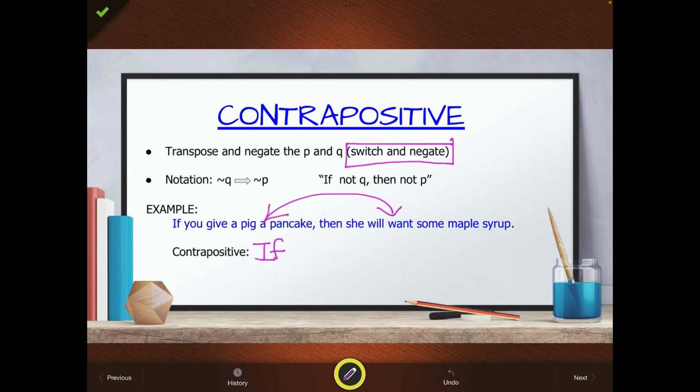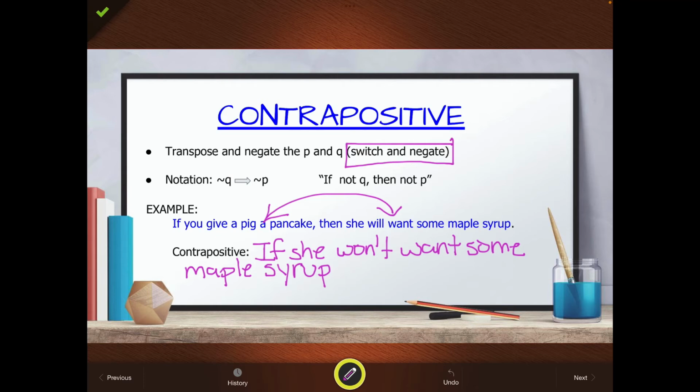Josephina. Excellent. If she won't want some syrup. Now, some people are going to say that sounds awkward. It does a little. You could say if she doesn't want some maple syrup, that would be fine because you're not changing the meaning. Okay, it's still talking about whether or not she wants maple syrup. Because if she won't want some maple syrup is a little awkward. And we wouldn't normally say that. So you could say if she doesn't want some maple syrup, that would be absolutely fine.